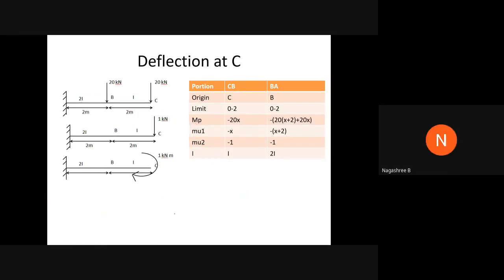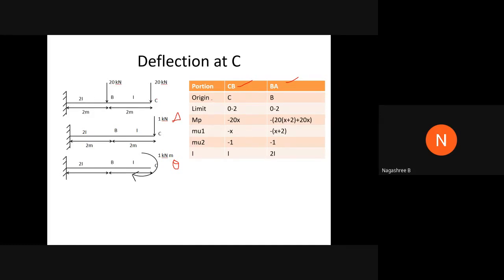So listen here. Here I have taken a unit rotation and unit load, wherein for unit load I need to compute the deflection delta value, and for unit rotation I need to compute the theta value. So I have two portions for the overall beam. One is CB and one more is BA. From C, I am computing CB, and from B, BA.